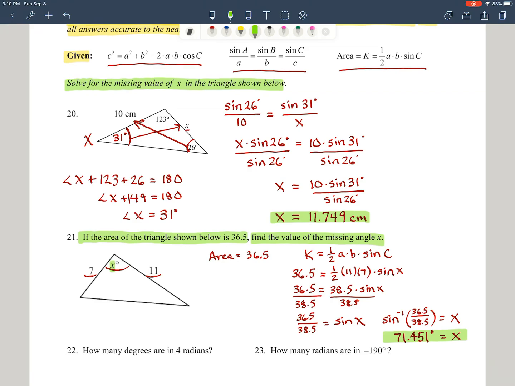All right, with these ones, just make sure you're using your formulas, you're plugging things into the correct spots in the formula, and you are rounding carefully when you're going through and doing it.